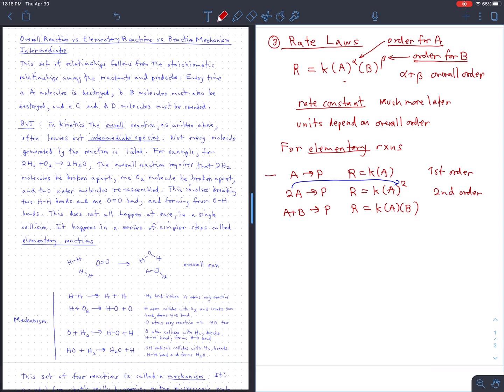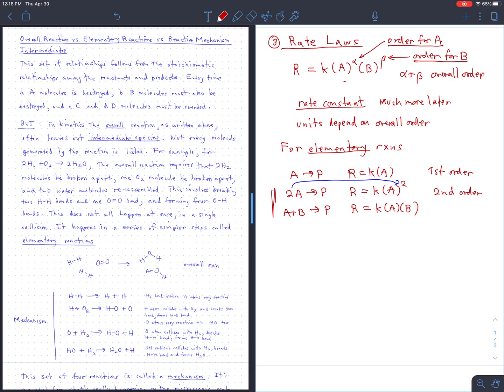So, for a molecularity 1 unimolecular reaction, just one reactant, and that reactant changes on its own somehow, then the rate law is k times A to the first power. There's a 1 here, there's a 1 here, and the stoichiometric coefficients correspond to the powers or orders for elementary reactions, but not for overall reactions.